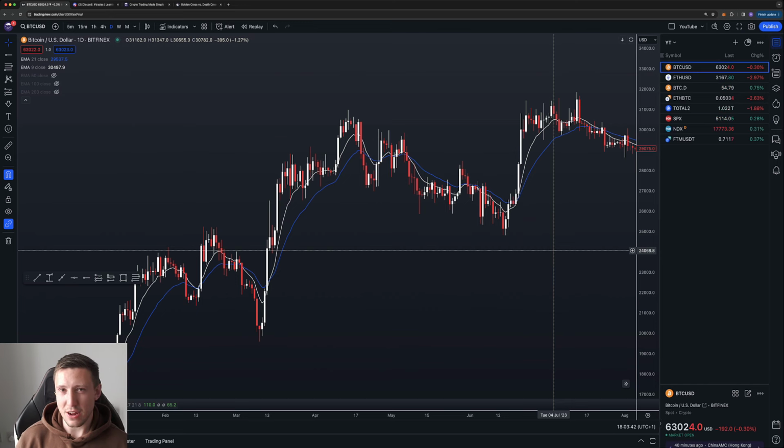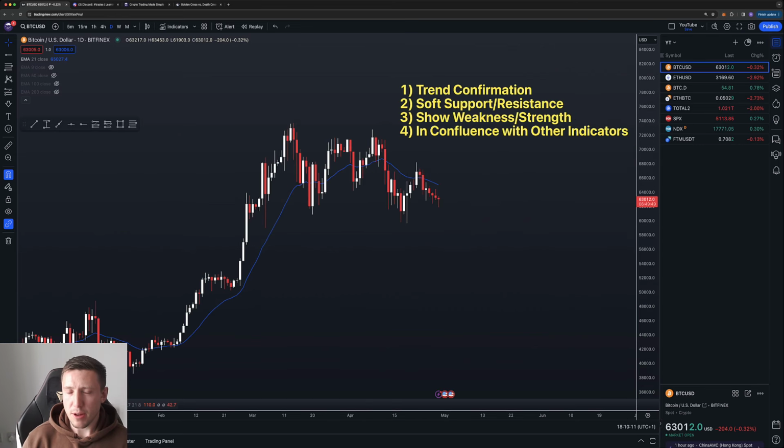So now let's take a look at what my 4 rules are for using moving averages. These are my 4 rules for using moving averages and how I believe they should be used effectively. I currently use the moving average 21, and these are the 4 rules I use.